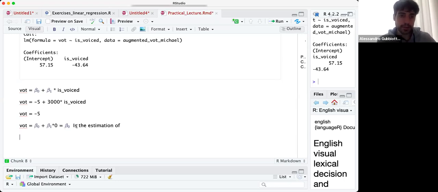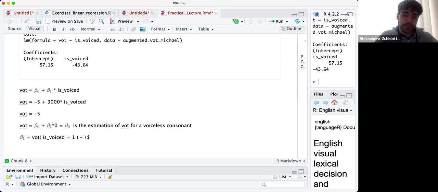So, as you said, beta 0 is the estimation for the vocal onset time for a voiceless consonant. And we can also interpret beta 1, as you said, as the difference: the vocal onset time for is voiced equal to 1 minus beta 0. So beta 1 is the difference between our estimates.